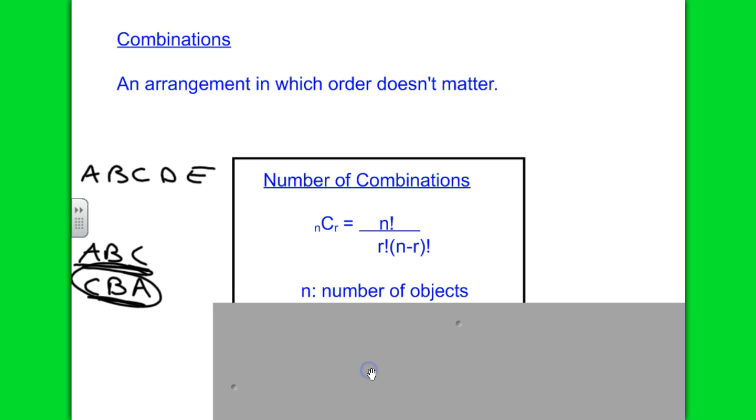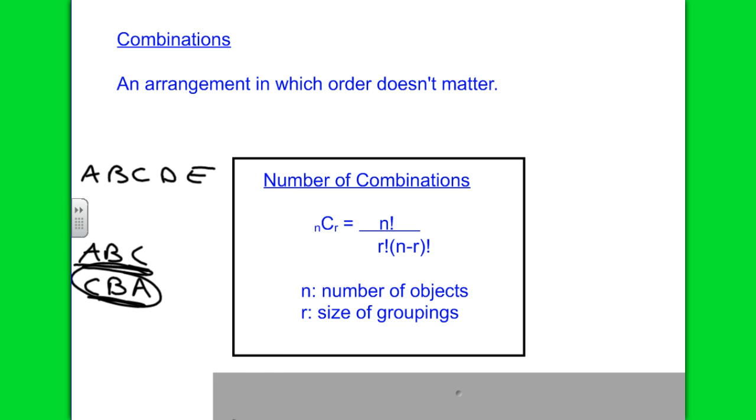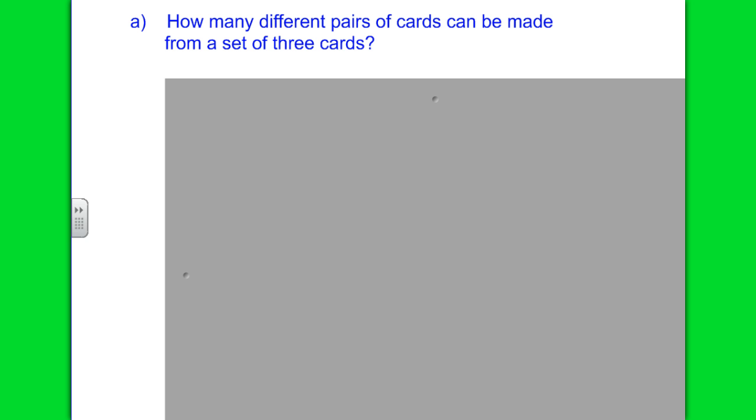So we have the number of objects, n, and the size of the groupings, r. Our only thing that's new is we're dividing by r factorial and n minus r factorial. How many different pairs of cards can be made from a set of 3 cards? So let's say I have Jack, King, and Queen. How many different pairs of cards could be made?